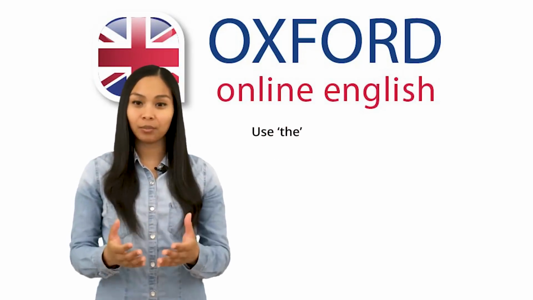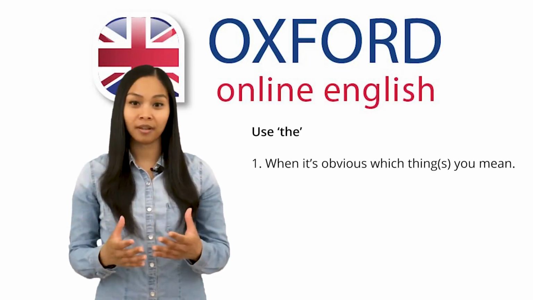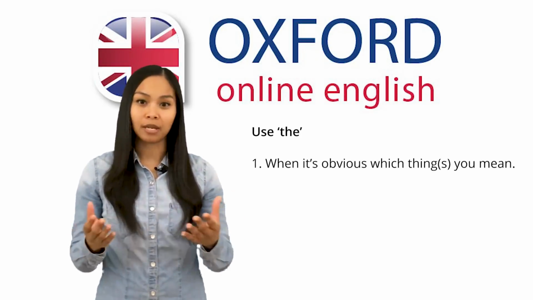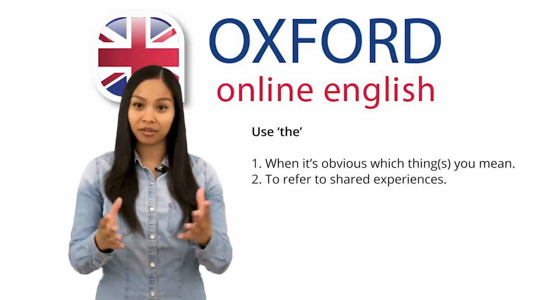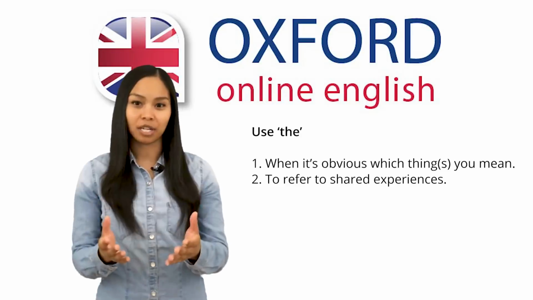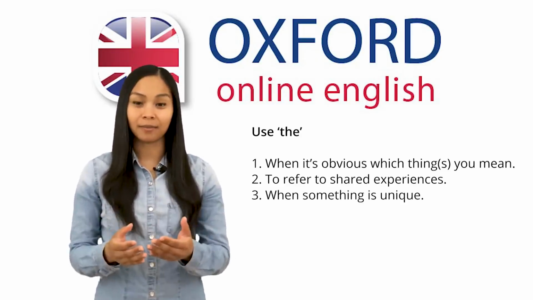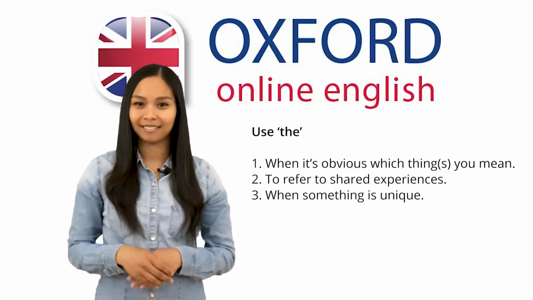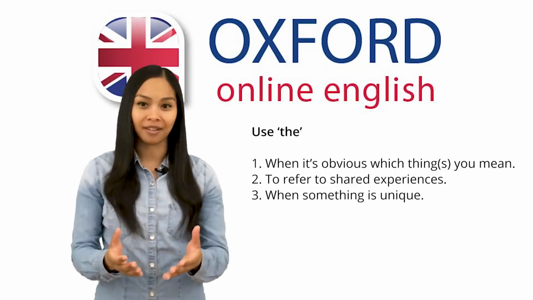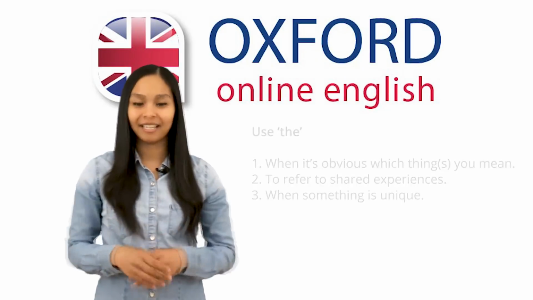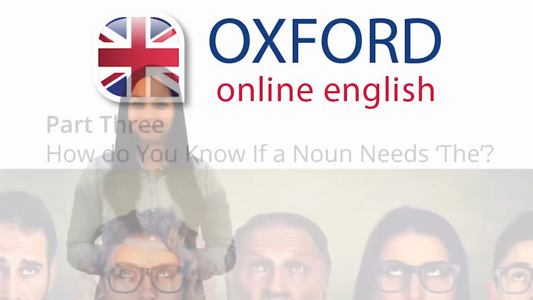So, you've seen three important ideas about using "the" in this section. Use "the" for things around you, where it's obvious which thing you mean. Use "the" to refer to shared experiences, things you've talked about before or done together. Use "the" when something is unique. These are practical, general ideas which will help you to use "the" correctly in English. Next, let's look at another simple rule that can help you.